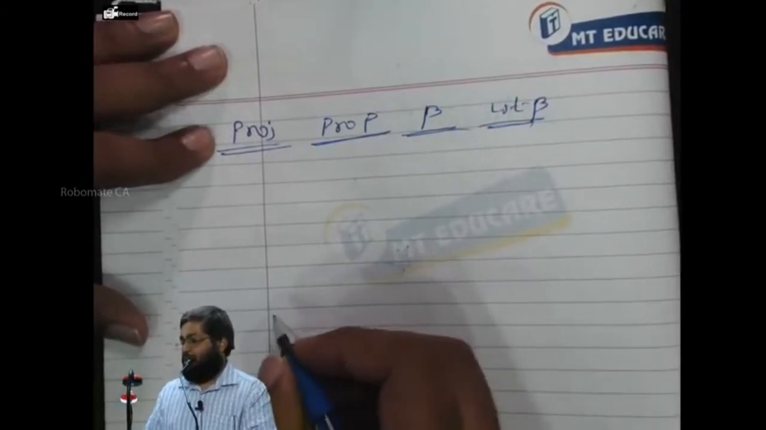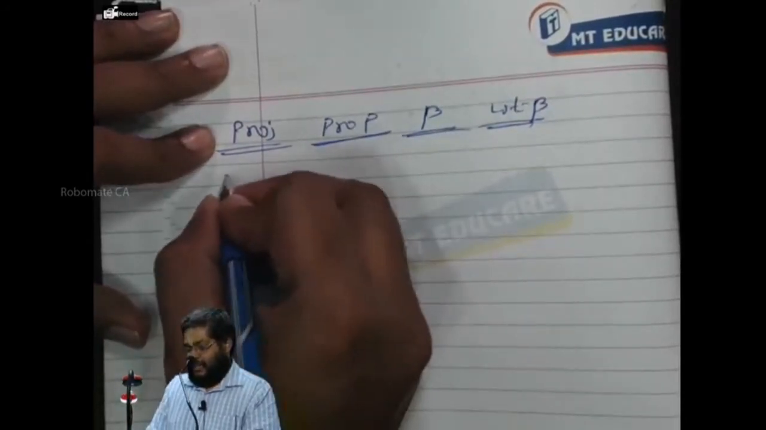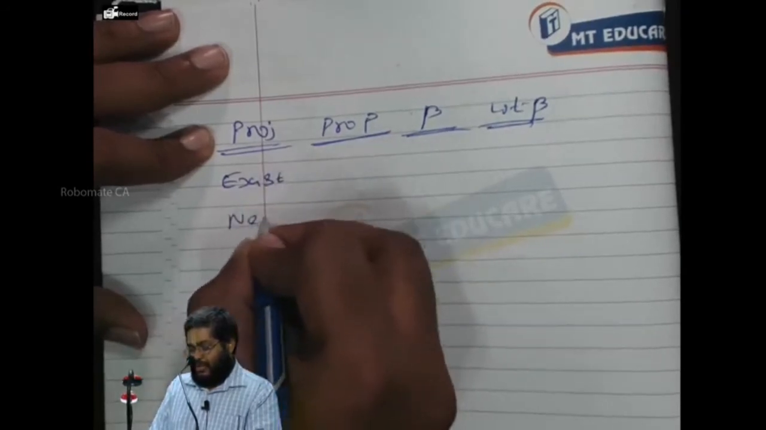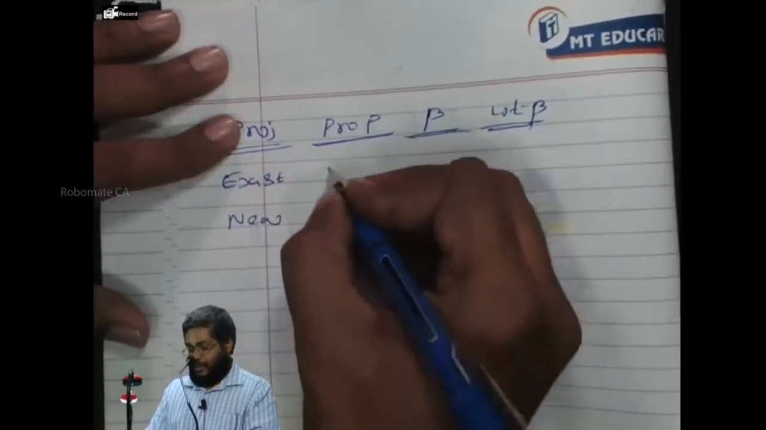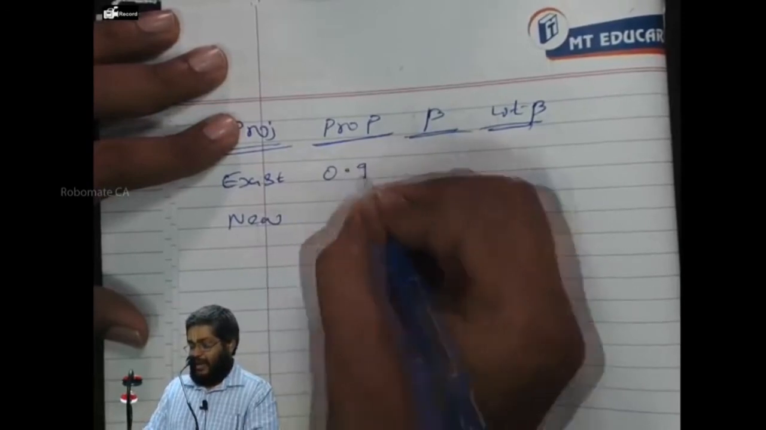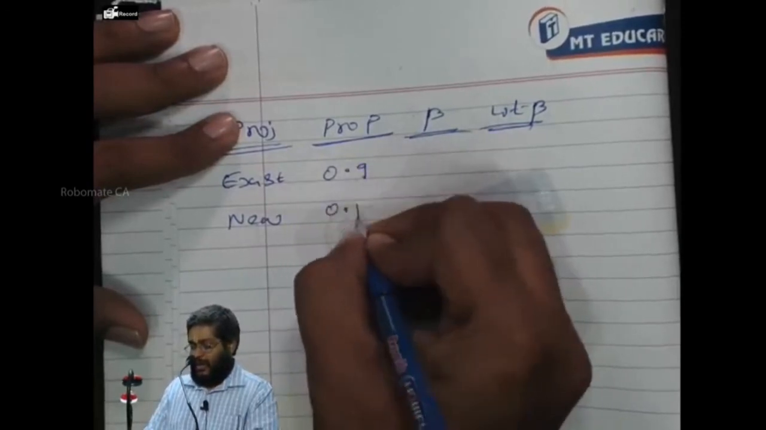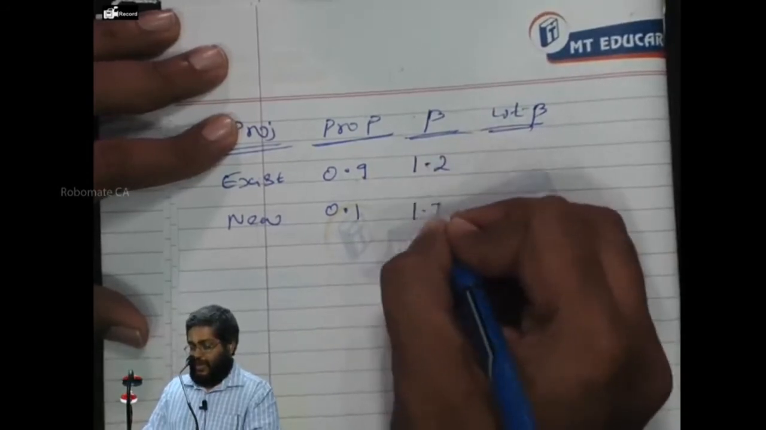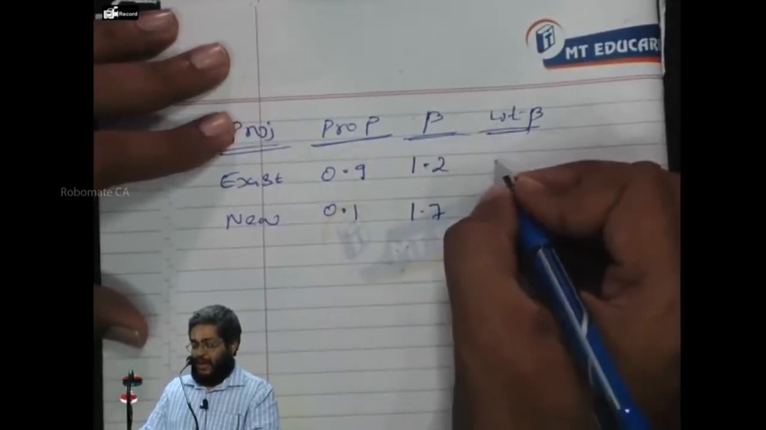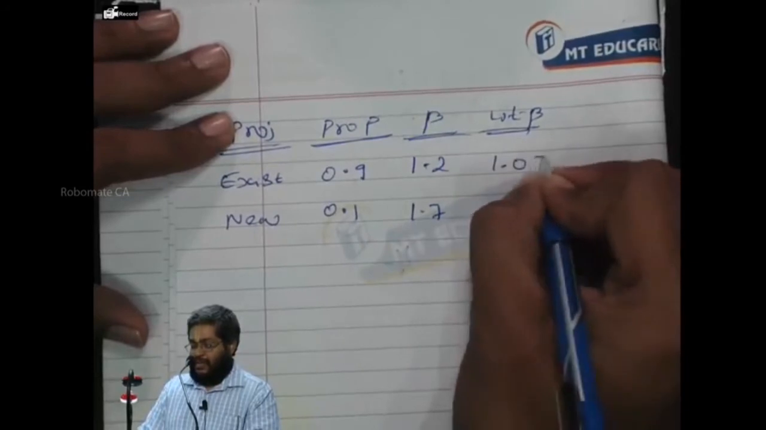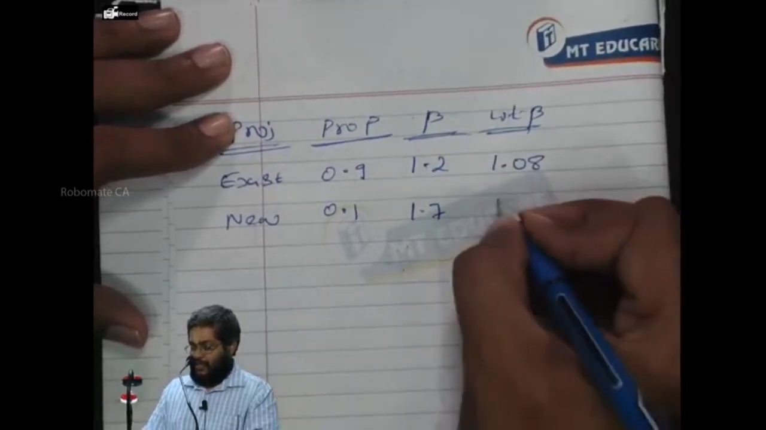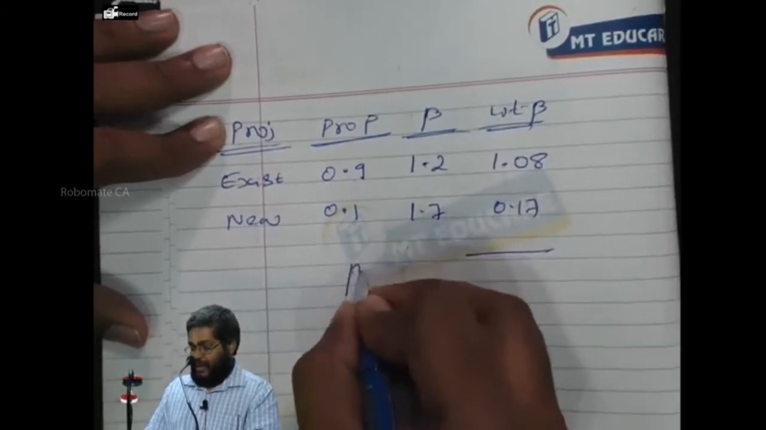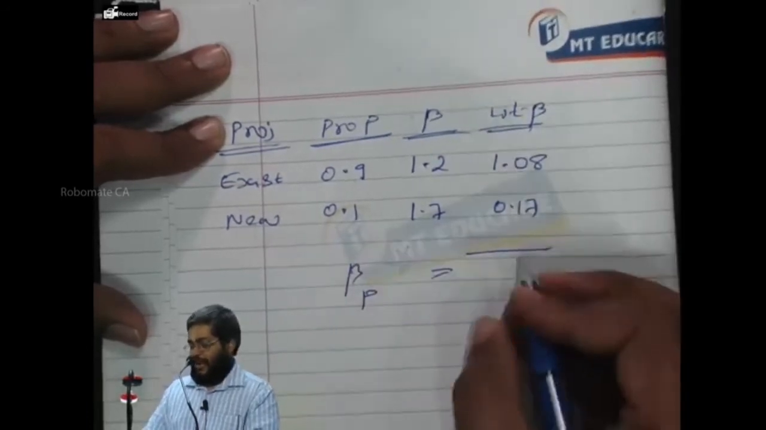Tell me the 2 projects of the company: existing, and the next is the new project. What is the proportion of the existing project? 0.9, and the new is 0.1. The betas are 1.2 and 1.7. 0.9 into 1.2 gives you 1.08, and 0.1 into 1.7 gives you 0.17. Tell me, beta of the portfolio is equal to how much?